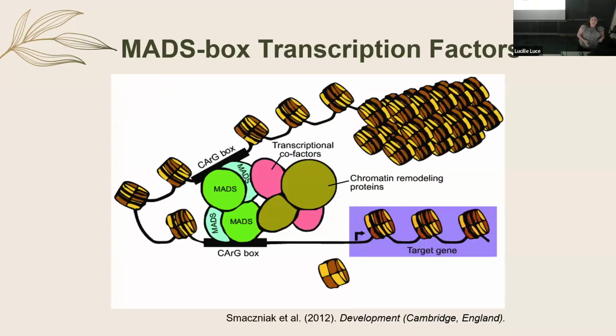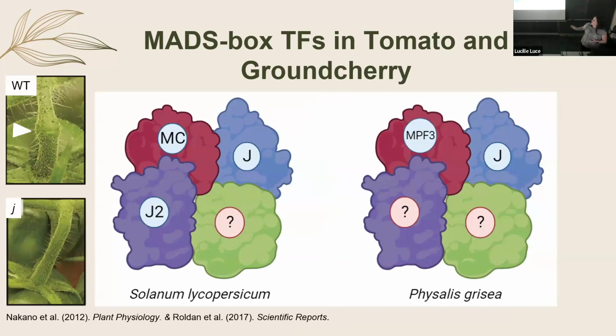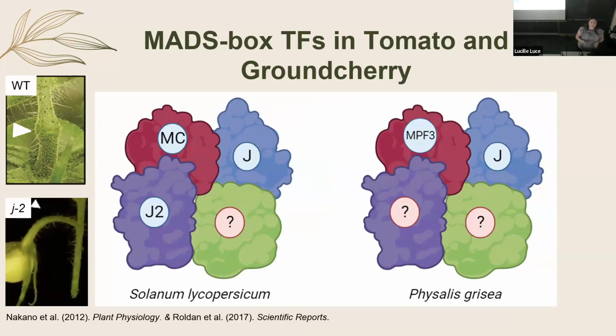A likely group of genes for me to target were MADS-box transcription factors. These are largely known to upregulate or induce floral organ development, and they're also known to work in groups of 4, or a tetramer. In tomato, which I'm illustrating on the left here, there are 3 known MADS-box transcription factors that induce abscission zone development. These include jointless, and what I'm showing is a wild-type tomato pedicel on the top and a jointless mutant pedicel on the bottom. There is no abscission zone. This is also the same for mutants of macrocalyx, or MC as my diagram shows, and jointless 2.